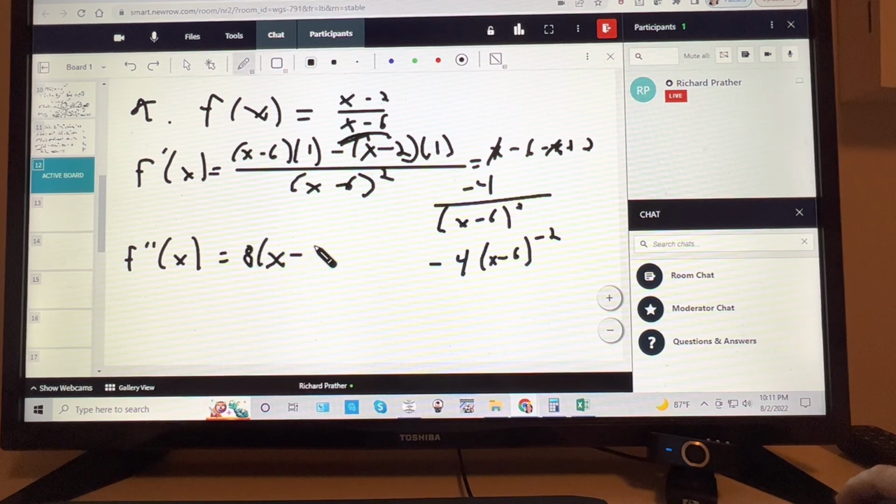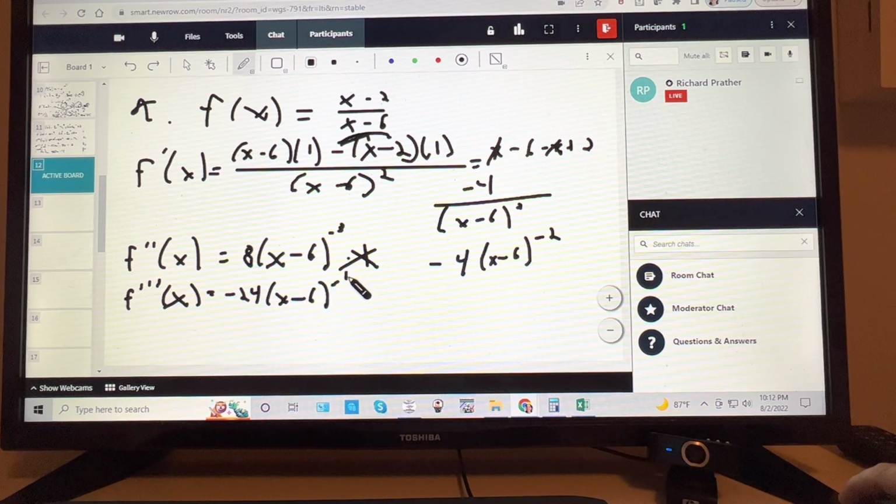Base stays the same, and then you decrease the exponent by 1 to negative 3, and then technically you multiply by the derivative of the inside, but that's just 1. And that's already simplified. So now these next two are going to go quicker. The third derivative, we don't need this, is negative 3 times 8, negative 24, x minus 6 to the negative fourth power, sorry. And this is the first answer that they want, I believe. Negative 24, x minus 6 to the negative 4.